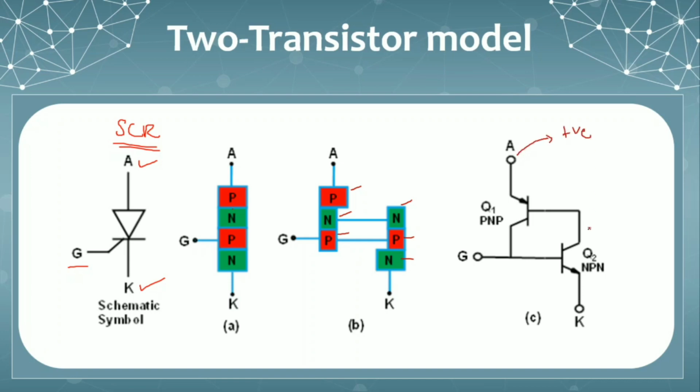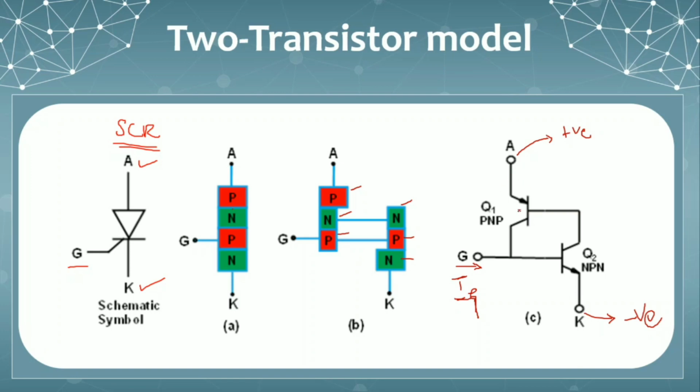anode is always connected to positive to give the forward bias. Cathode is always connected to negative to get the forward bias again. Gate is connected to a positive voltage so that I get a certain amount of current Ig, which is given to the base of the second transistor, the NPN transistor.